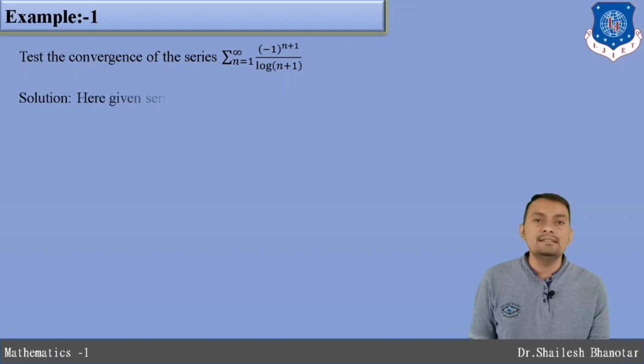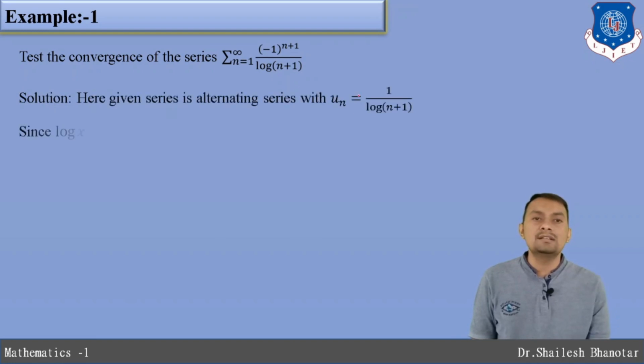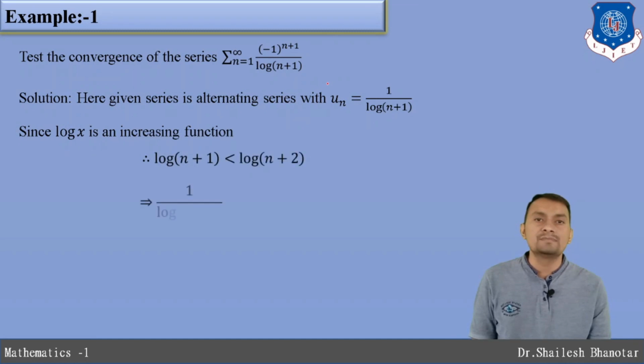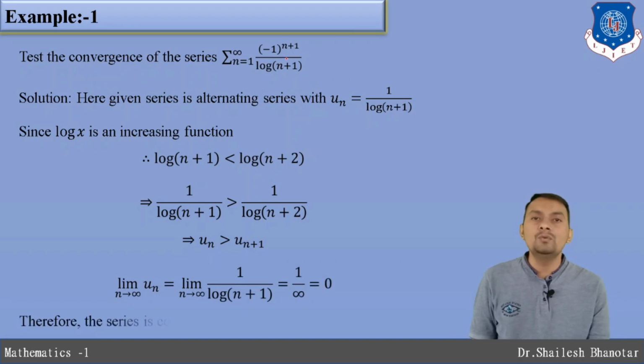Let us understand question number 1. Test the convergence of the series sum from n equals 1 to infinity of minus 1 raised to n plus 1 divided by log(n plus 1). First, alternate terms are there, because of minus 1 raised to n plus 1, and when you vary n equals 1, 2, 3, 4 and so on, you will get plus and minus terms, and therefore the given series is an alternating series. Because in the definition we said that u_n is greater than 0, we always take u_n equal to 1 divided by log(n plus 1), and you can also represent it as mod u_n, that is 1 divided by log(n plus 1).